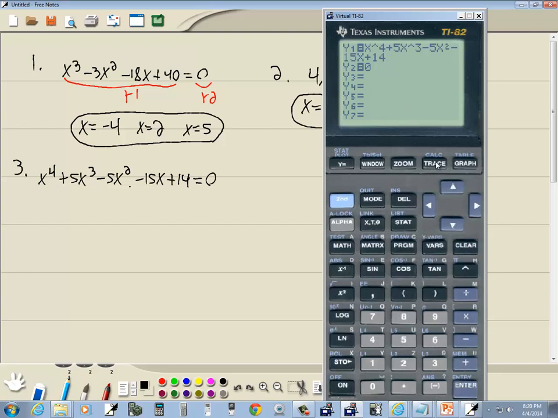So I do second trace, choose 5 for intersect. Anyway, you have to wait till it comes back before you start pressing enter. Okay, now it says first curve. So we do enter on first curve, enter on second curve, and I hold down my left arrow key, move my cursor over close to the one I'm trying to find. Trying to find that one, so I'll press enter on it.